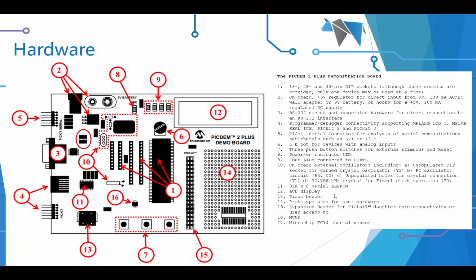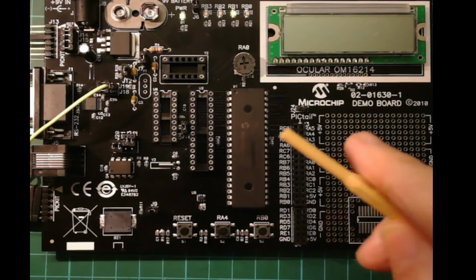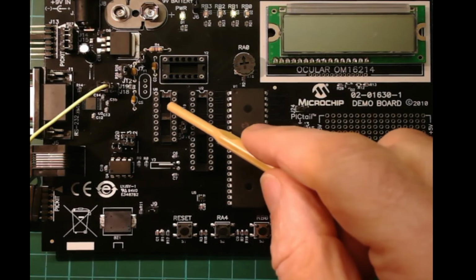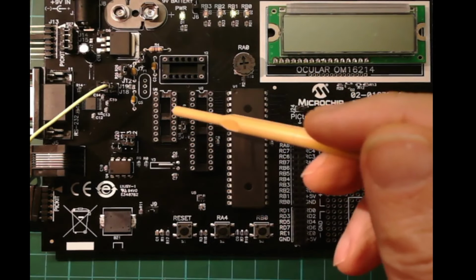So I'm using this board. It's a PIC10 plus demonstration board. Cost about 15 British pounds, and it looks like this. I'm using a 40 pin. I could have used a 28 or a smaller, I'm guessing a 20.